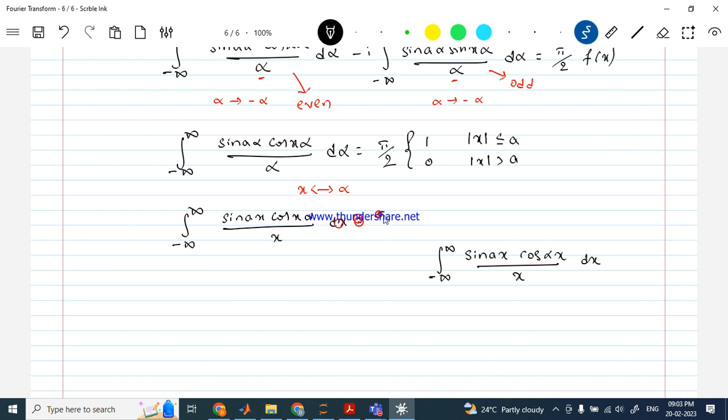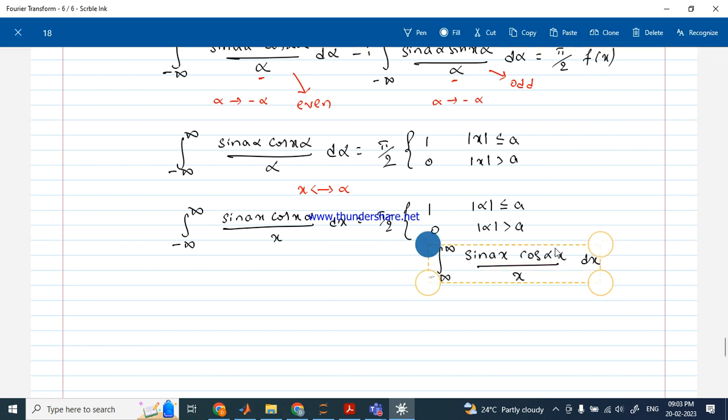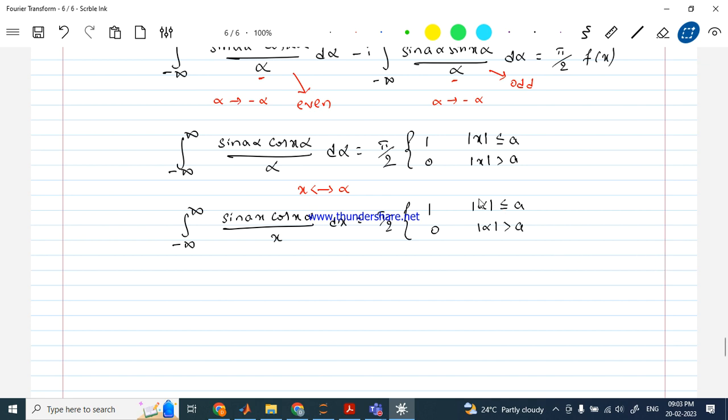dx, which is equal to pi by 2 times 1 for mod alpha less than or equal to a and 0 for mod alpha greater than a. When you are doing this, you are not only doing it on the left hand side, you are doing it in the entire expression. So we got this value now. This is the value of this integral. Now what is the value of the second integral?